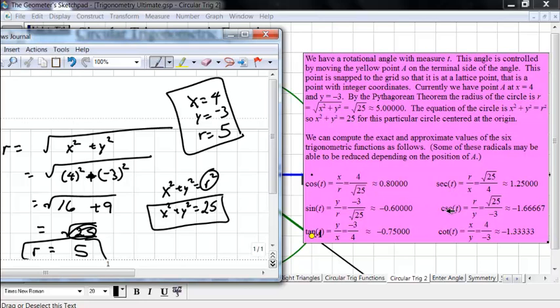But in any event, cosecant is the reciprocal of sine, so it's r over y. That's 5 over -3, so it's -5/3, or -1.6 with the 6 repeating as an exact value. Secant is r over x, so that's 5 over 4, so it's 5/4, or 1.25. And cotangent is x over y, or 4 over -3, or -4/3, or -1.3 with the 3 repeating.